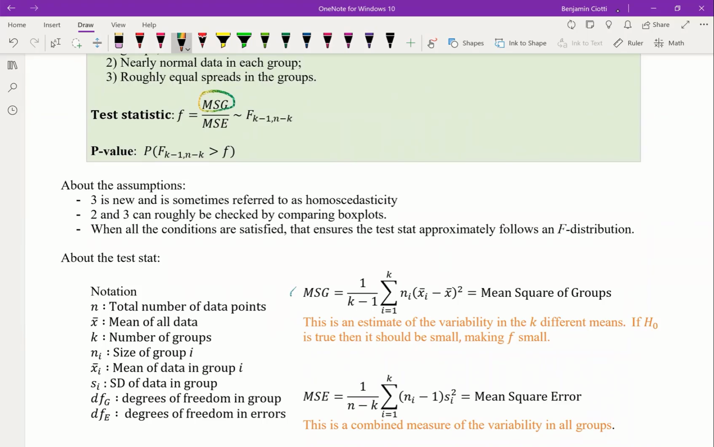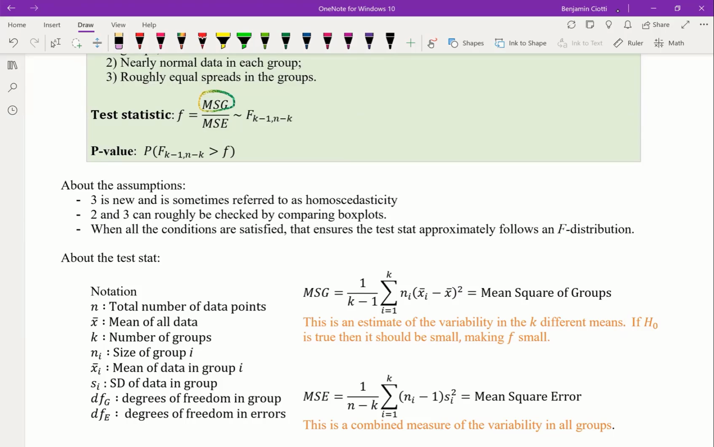the top of our test statistic, MSG, not the delicious flavoring that appears in like miso soup. No, MSG is the mean square of groups. And what you do is you add up all the squares of the differences between the group means and the total mean, and you weight them by the number in each group.